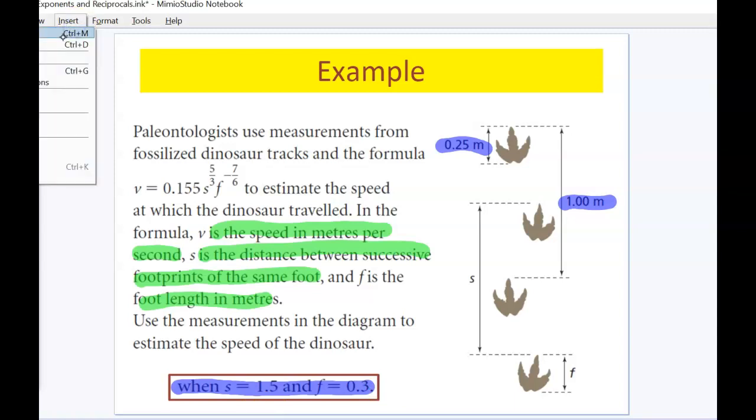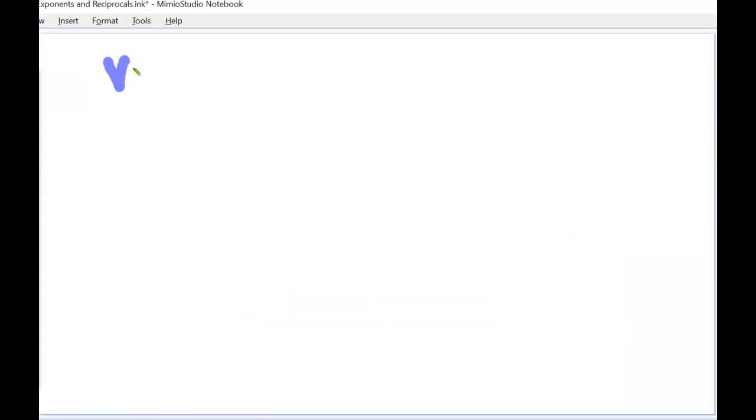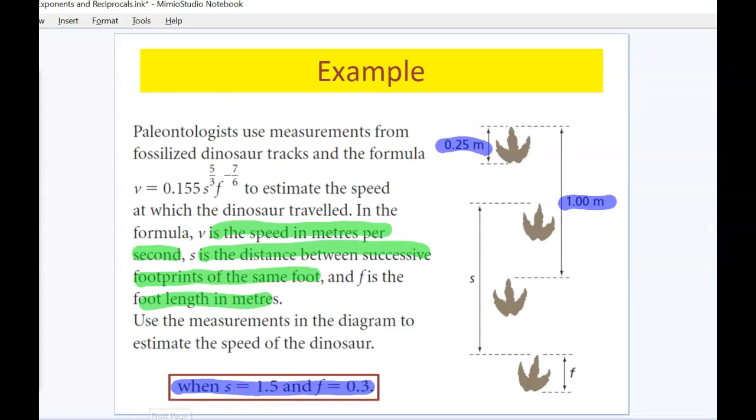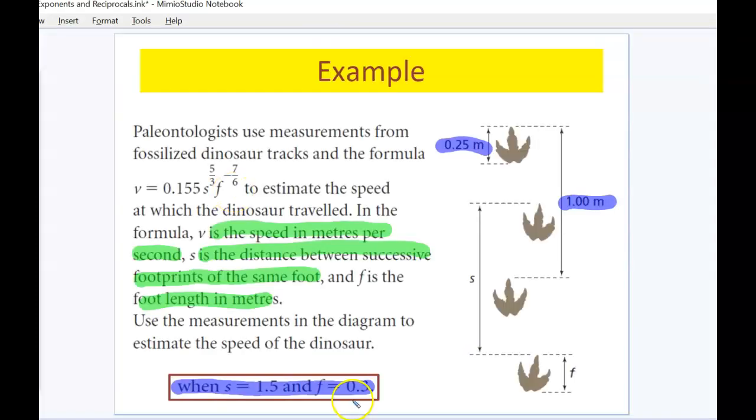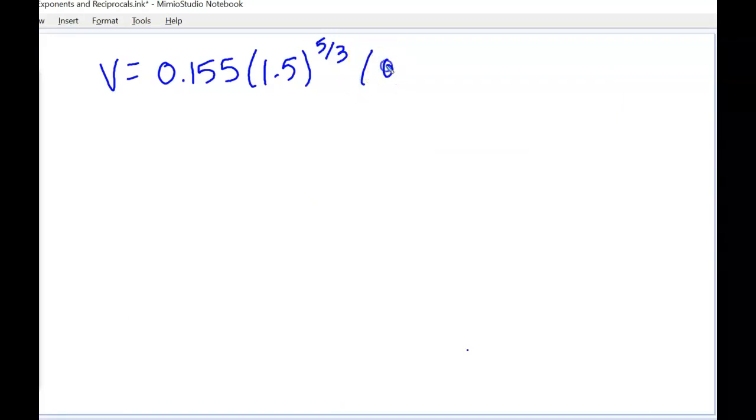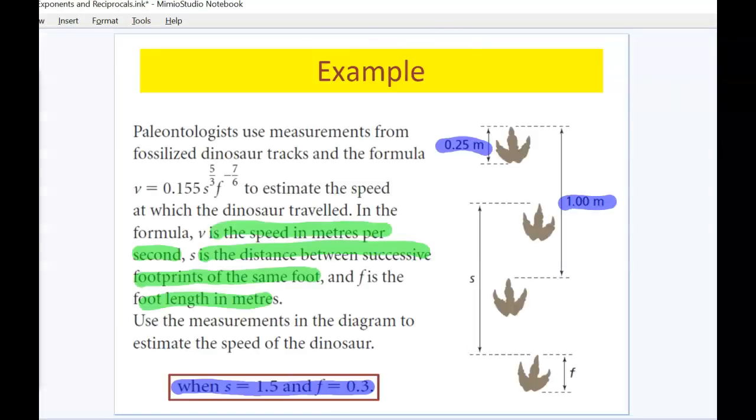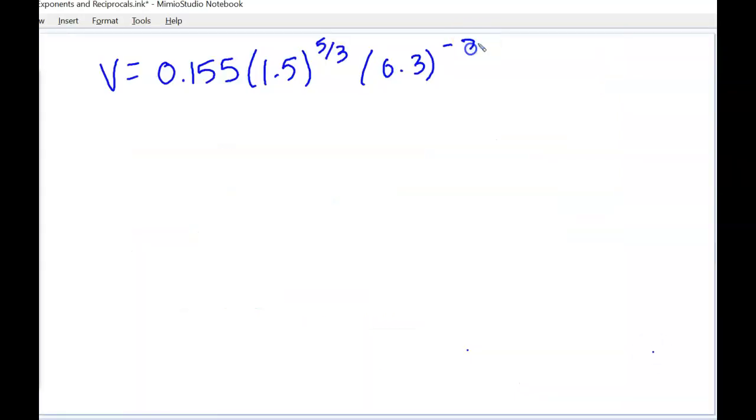So let's look at applying the formula. So let's start with the formula. So V, whoops, I should get a pen here, not a highlighter. So we have V is equal to 0.155. Now S was given to me as 1.5. That's raised to the 5/3. And F is 0.3, so 0.3 to the negative, and I believe it was 7/6. Okay, we want to evaluate this expression.